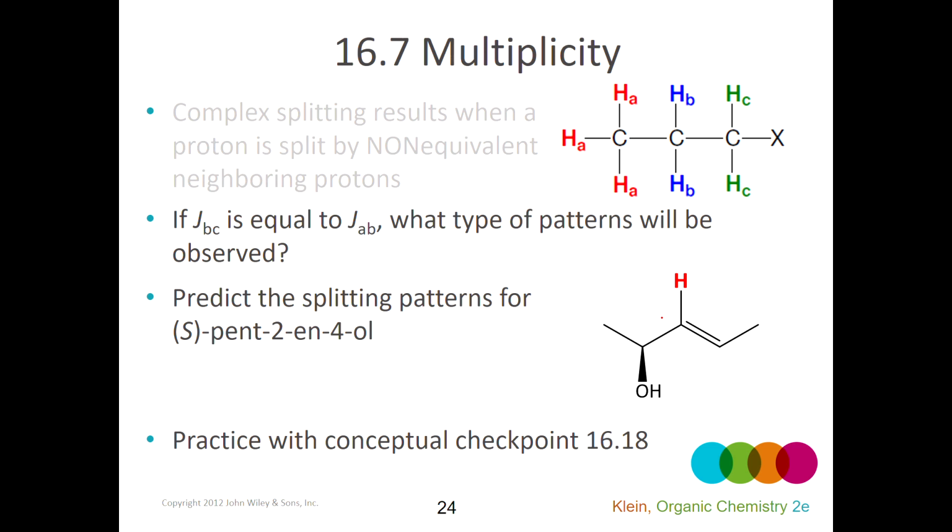All right, so looking back at this example, let's see if we can predict all the splitting patterns here. So, real quick, these three hydrogens are equivalent. We'll call those A. We'll call this one B. This one will be C. It's unique, obviously. There's no other hydrogen on an oxygen. This will be D, E, and F.